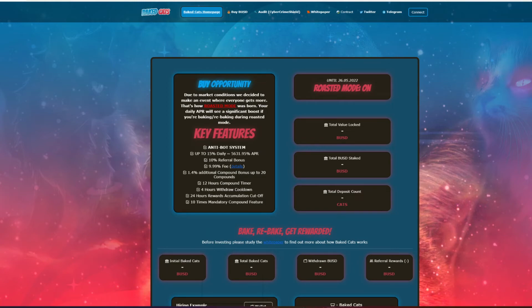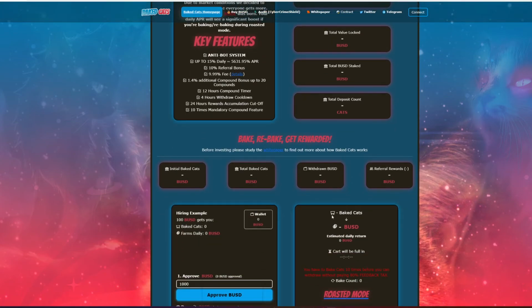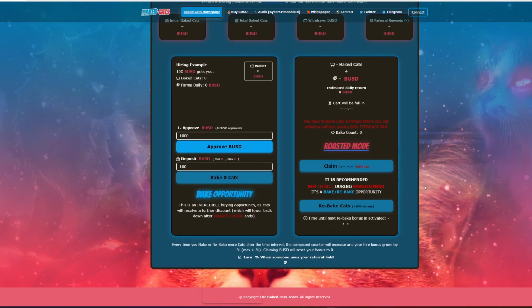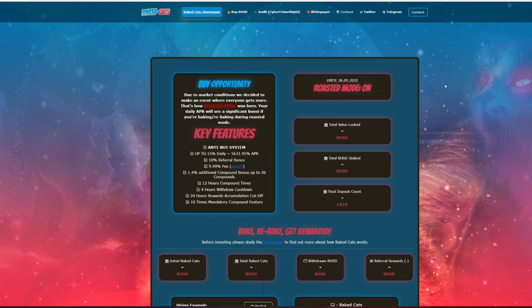So interesting stuff here. I'm looking forward to seeing how this project does. A lot of miners out at the moment, but this one seems pretty interesting considering they have their own token. Remember, this Roasted Mode is until the 25th.